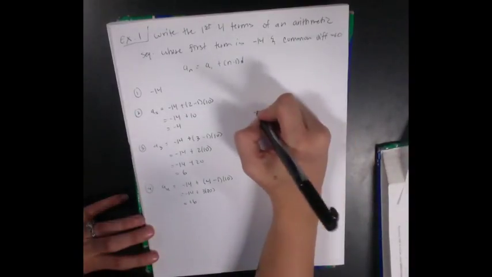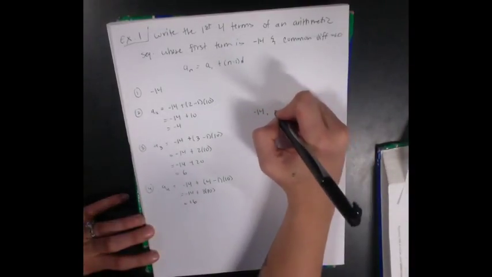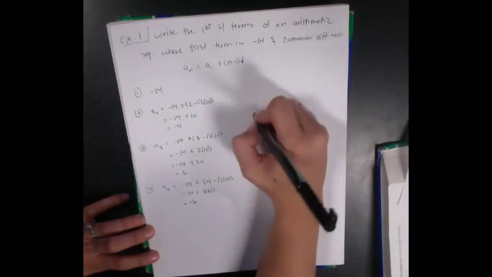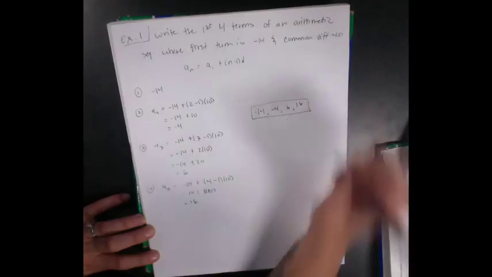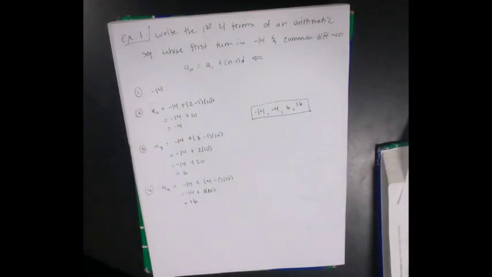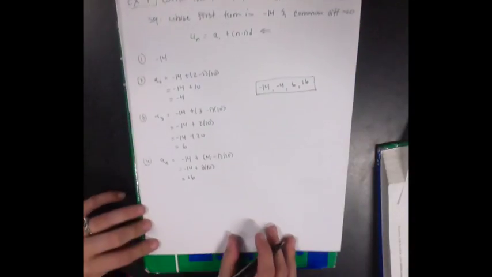So you write your terms. We have negative 14, comma, negative 4, comma, 6, comma, 16. Those are the first 4 terms. Okay? All that it is, is plugging into this formula. Yes, you do have to memorize the formula. All right, let's do another example.